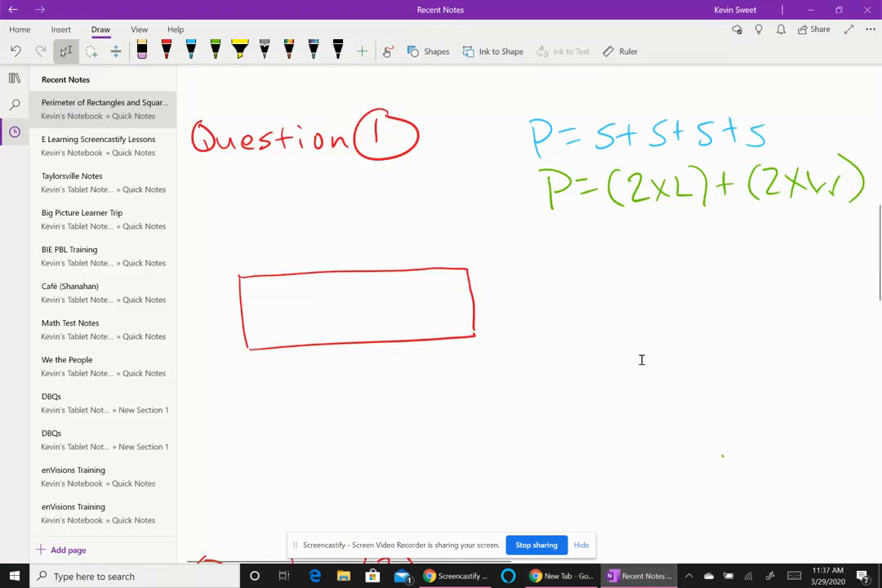Now we're going to do question 1. You're going to be answering this one on your own. And again, you're going to find the perimeter. You're looking only for the perimeter of this square or rectangle.